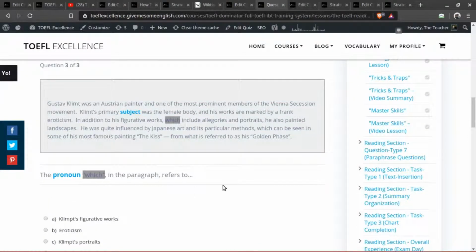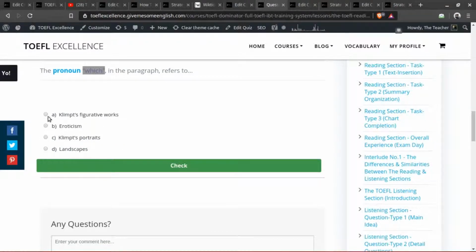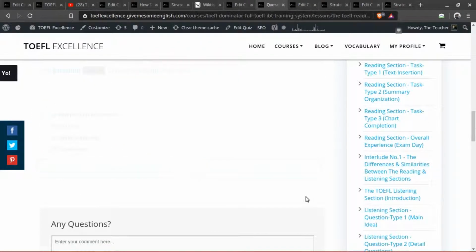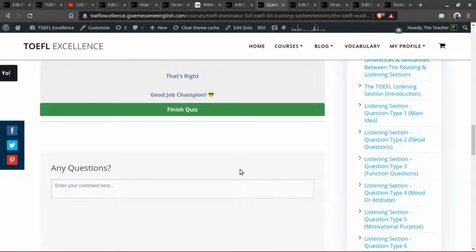Move on to the next one. The pronoun which in the paragraph refers to what? Okay, so we follow this back. In addition to his figurative works, which include allegories and portraits, all right, well, this is what we call an appositive sentence because it's surrounded by commas. It's not necessary for the meaning of the sentence, but that's a little bit of grammar that's not really in reference to this. But the reason I point this out is because when you have an appositive statement like this, it's always referring to the object of the sentence here. In addition to his figurative works. Let's see. Klimt's figurative works. Boom, there it is. You got it. And that's it, move on to the next question type.